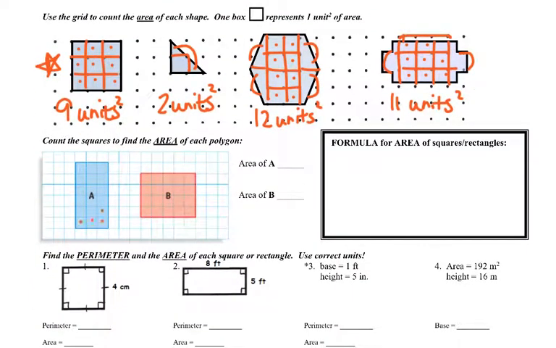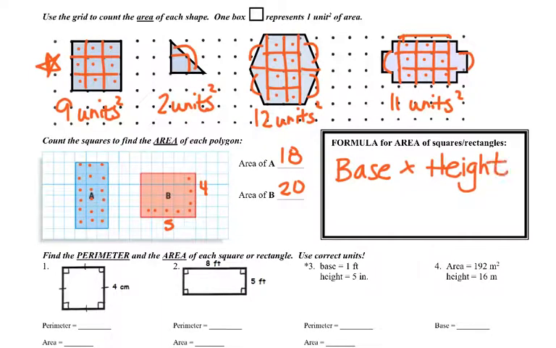So 1, 2, 3, 4, 5, 6, 9, 10, 11, 12, 15, 16, 17, 18, right? Do you know the shorter way? Right, 5 times 4, the area is 20. Area of a rectangle is base times height. Or another way to say that is length times width. Base times height or length times width.